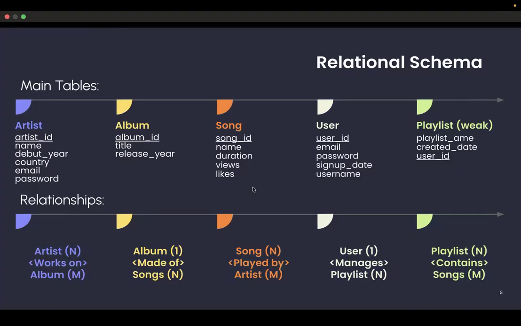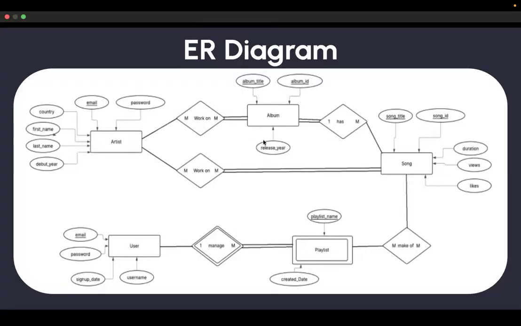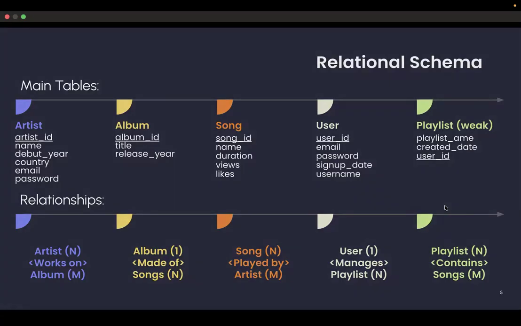Below that, we can see our relationships. We have the artist works on an album. An album is made of songs. A song is played by an artist. A user manages a playlist, and a playlist contains songs. And we can also see the number of participants in each of those relationships. And if we were to go back to the ER diagram, we can also see which of those relationships are mandatory and which are optional.